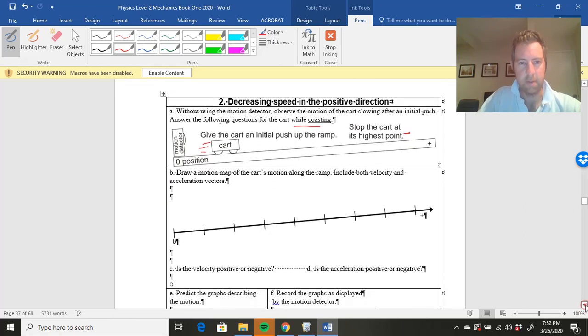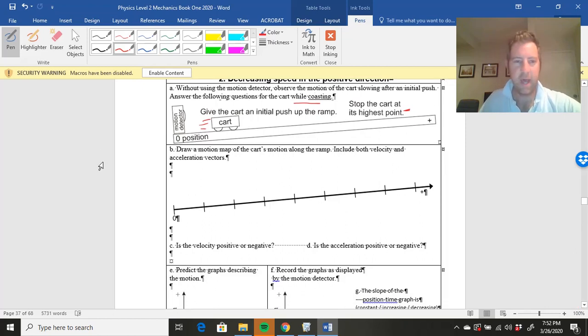Okay, so what does this motion map look like? We're looking at the cart when it's coasting, and we know that when I gave it a push, it's going really fast. So at the start, here's my first dot, it's moving quite far, and then as time goes on, it slows down, so the dots get closer and closer together. So I like to draw on my velocity arrows, so it's definitely going this way, and those velocity arrows are getting shorter and shorter and shorter until they stop. Always I label them V, V, V.